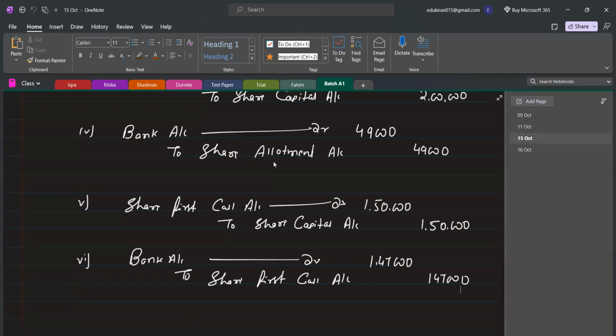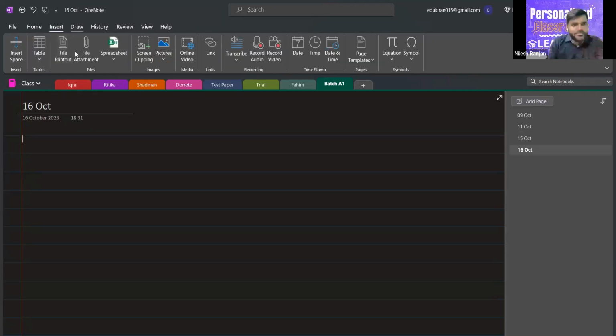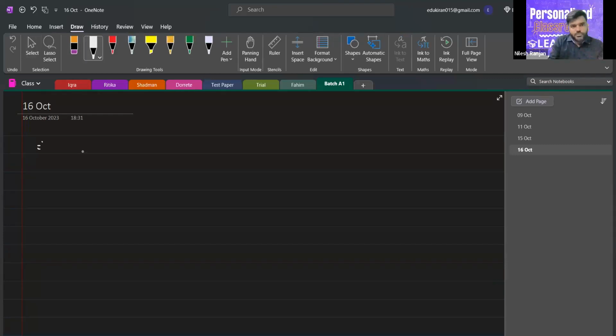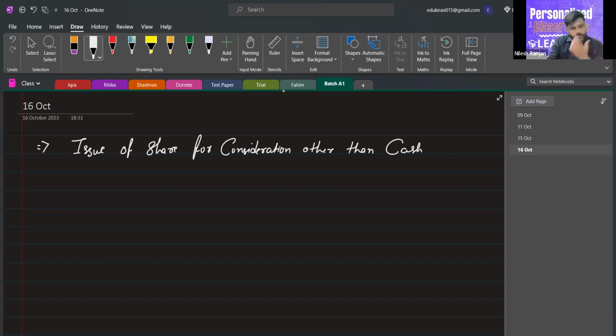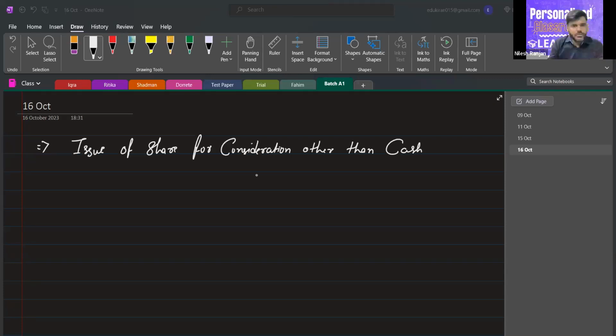Okay. So let's start our today's topic. I told you that we will do issue of share for consideration other than cash. Issue of share for consideration other than cash. What does it mean?